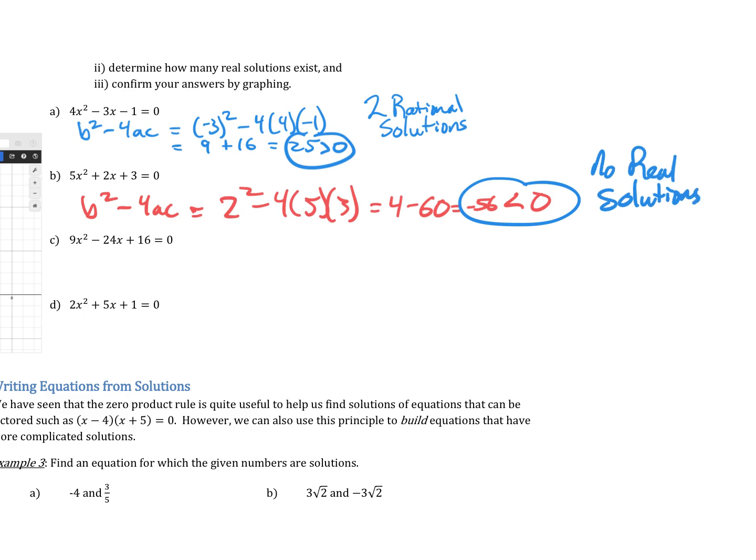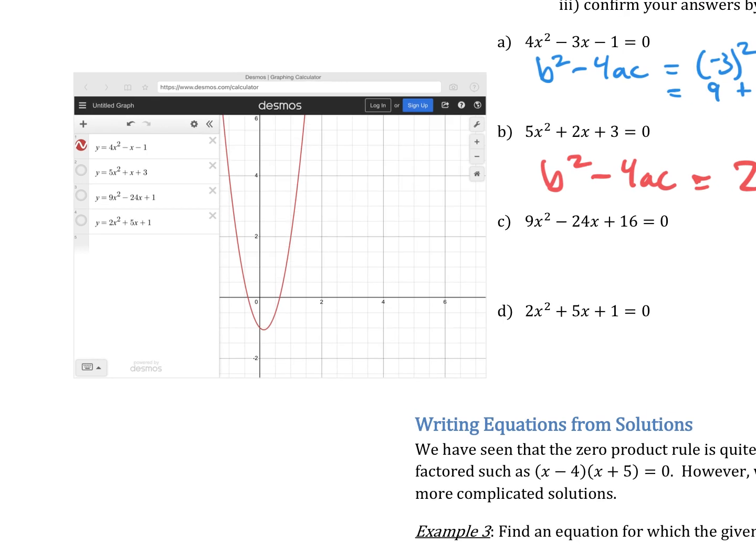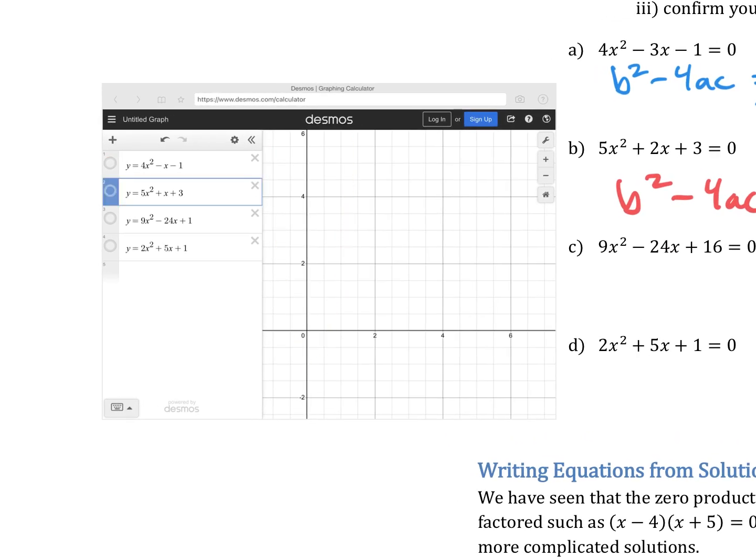All right. So no real solutions here. Let's see what the graph looks like. All right, so here's the graph of 5x squared. There it is. Does it cross the x-axis at all? No, it doesn't. So there's no real solutions there. All right, so we saw 2 solutions. We saw no real solutions.